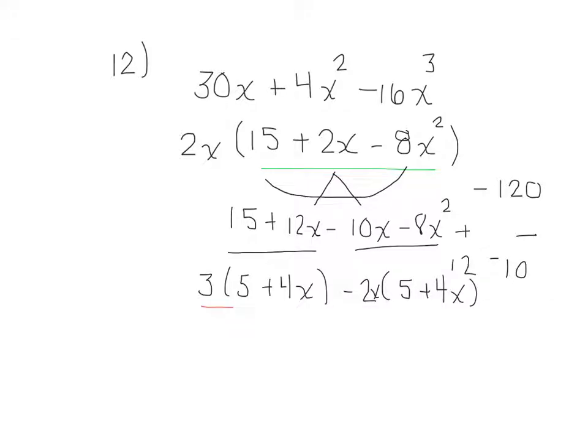So now I have two terms. What do they have in common? They have a 5 plus 4x in common. If I divide out 5 plus 4x from each of them, what I'll be left with is 3 minus 2x. I can always check and FOIL those to be sure that it does in fact equal the original trinomial, 30x plus 4x squared minus 16x cubed.